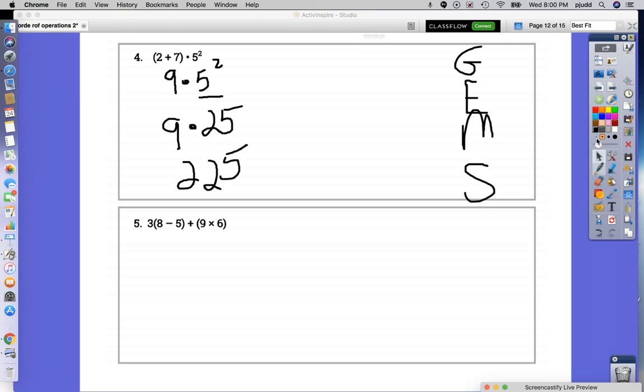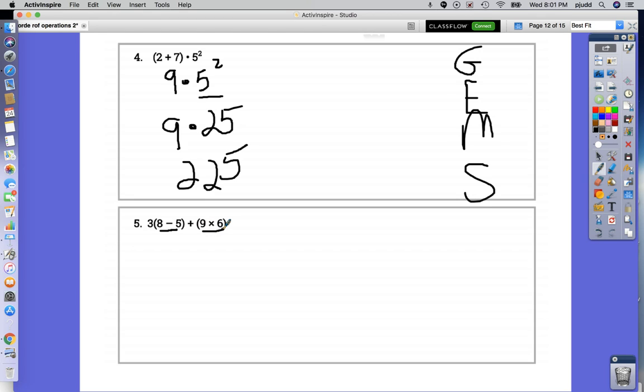Okay, I think we can fit this last one in. So again, we're going to follow GEMS. I have parentheses and I have parentheses. So I'm going to clear my parentheses first. I'm going to bring down the 3. 8 subtract 5 is 3. Plus 9 times 6 is 54.